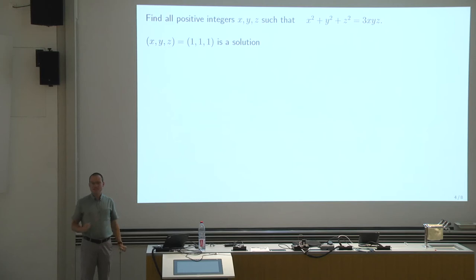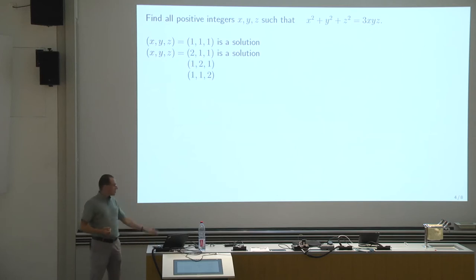Just playing with it. Yes? 2, 1, 1, absolutely. 2, 1, 1, 1, 2, 1, 1, 1, 2, these are all solutions. Because 1 square plus 1 square plus 2 square is 6, which is equal to 3 times 2 times 1 times 1. These are solutions. Now, we're going to describe all the solutions of the equation.